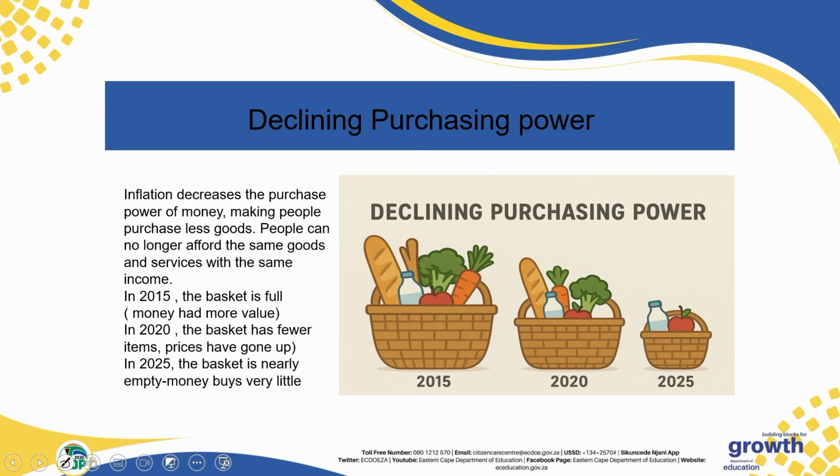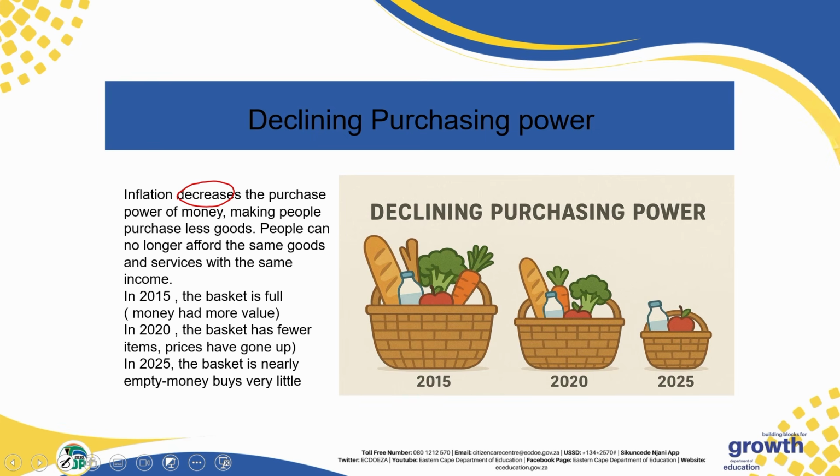Okay, we said that inflation causes a decline in the purchasing power. If we can see from the image here, we can see over the past 10 years, the purchasing power has been declining due to inflation. Therefore, inflation decreases the purchasing power of money, making people purchase fewer goods. People can no longer afford the same goods and services with the same income.